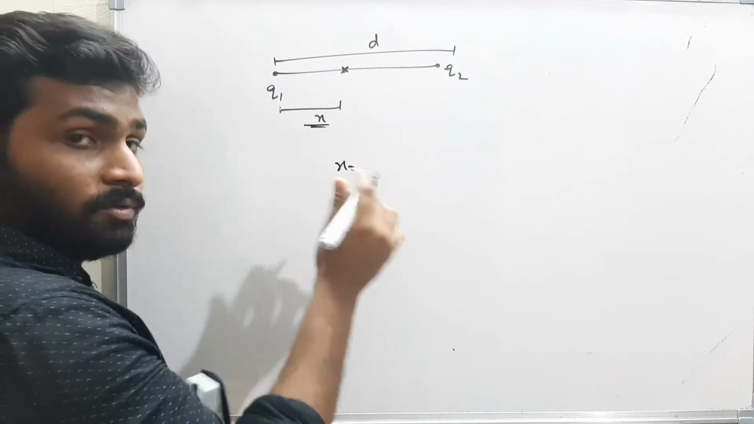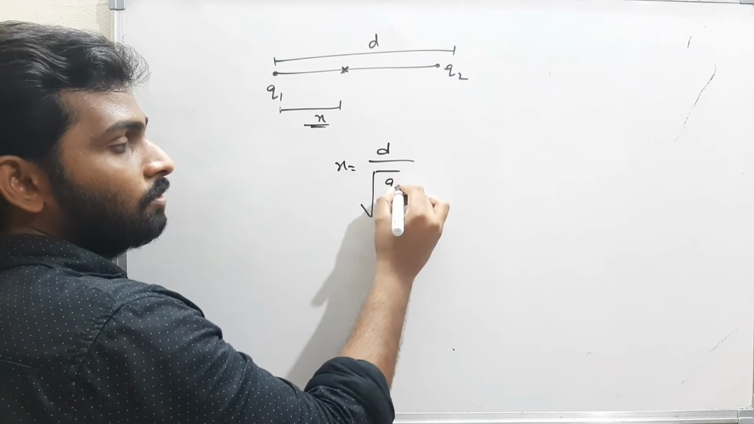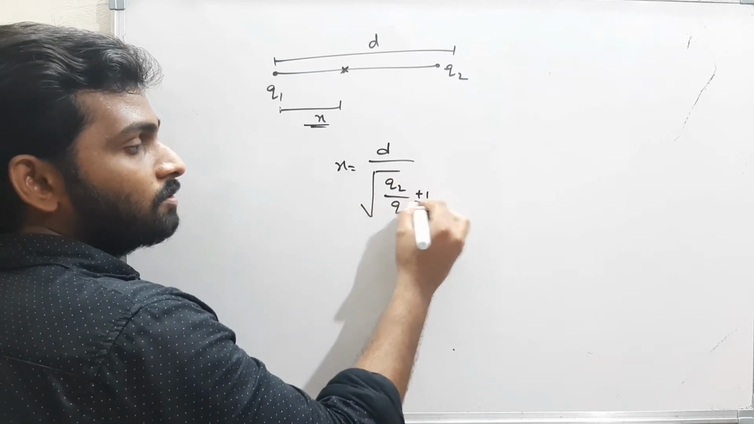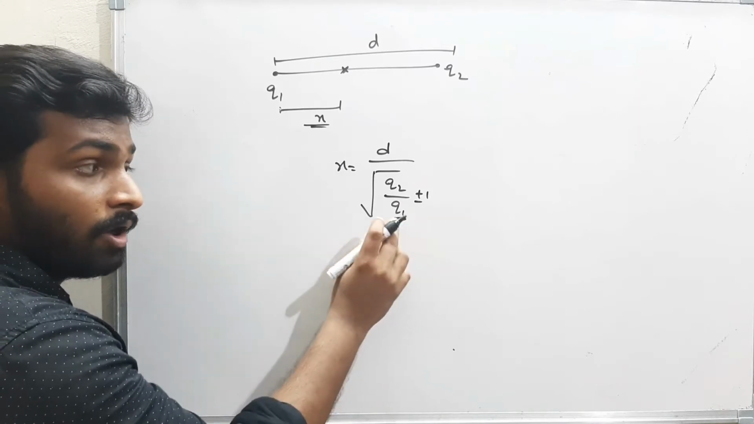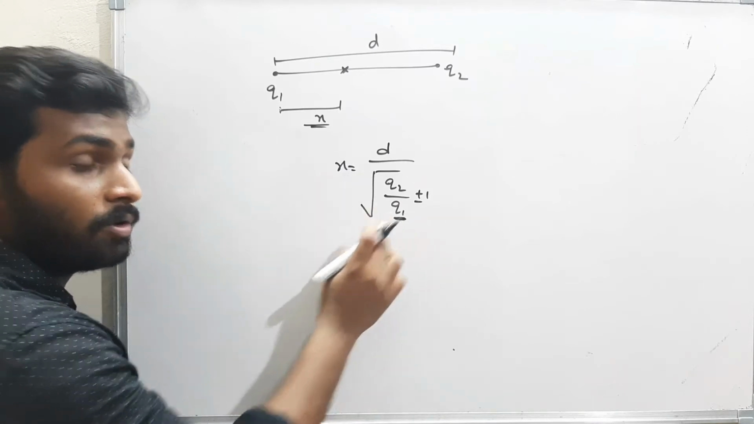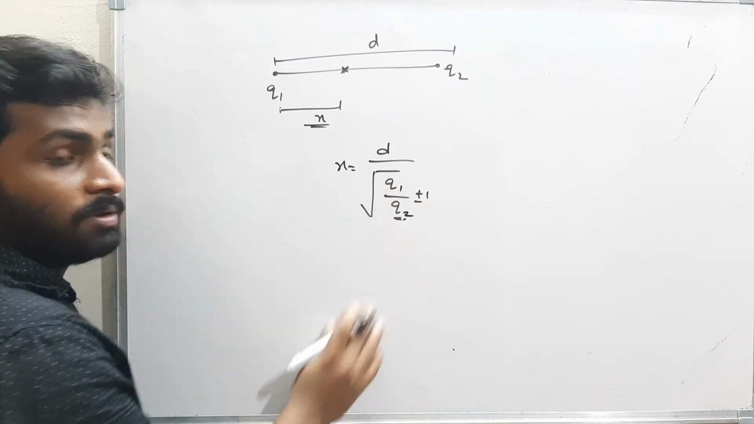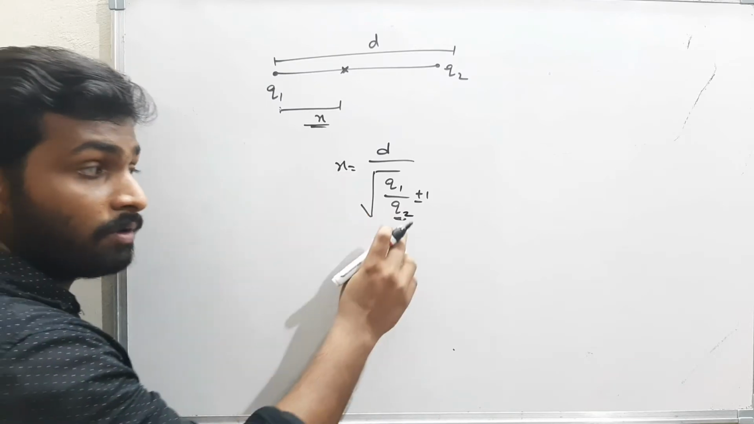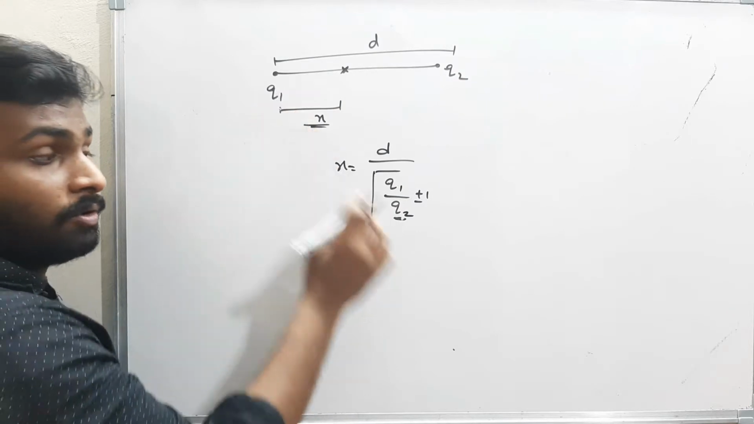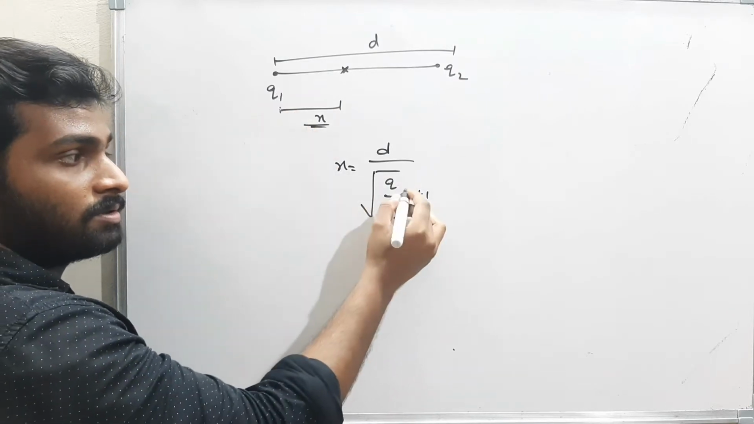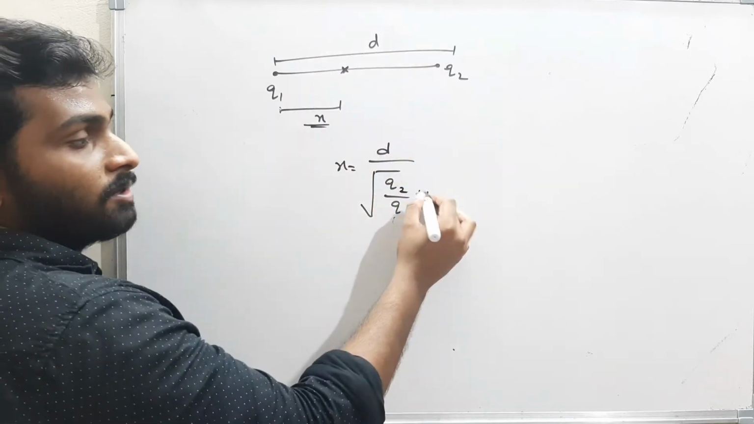The x is given by the direct formula, that is d by root of Q2 by Q1 plus or minus 1. See here, the denominator is Q1. Always I am finding the x from Q1 only. If it is root of Q2 minus root of Q1 by Q2, then the null point we are finding is from Q2, that means x is from Q2. But here they told to find from Q1. Therefore, the denominator must be Q1. Please remember this. And d is the distance between them. Now, plus or minus 1.